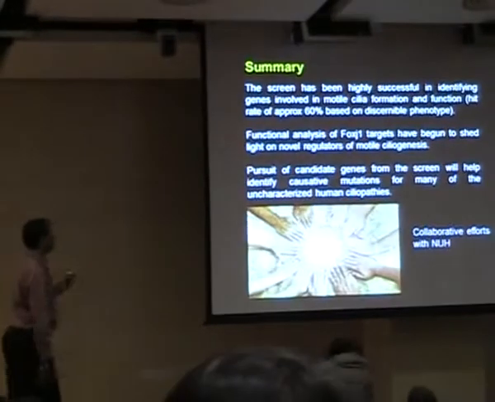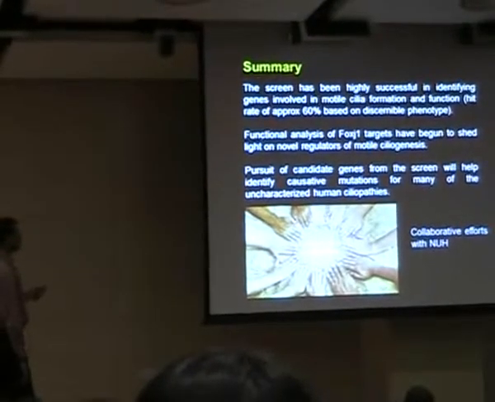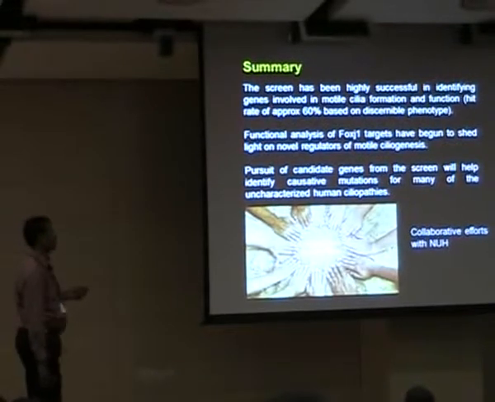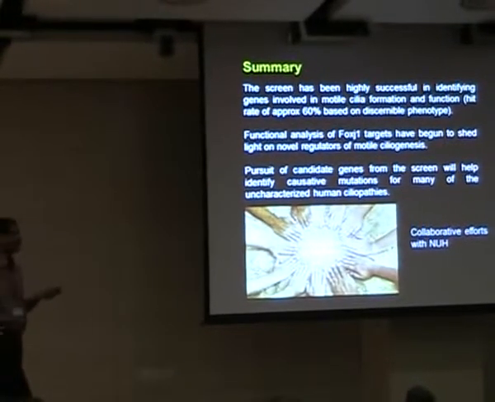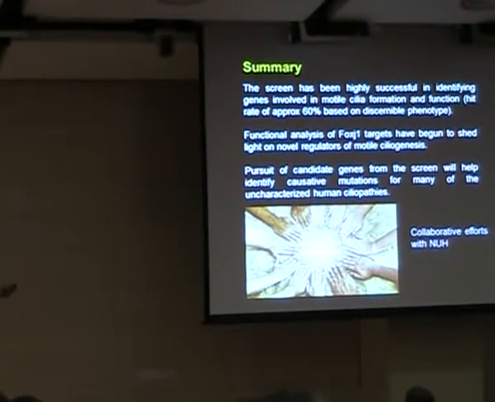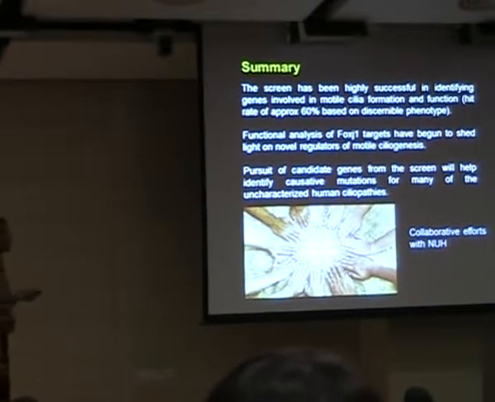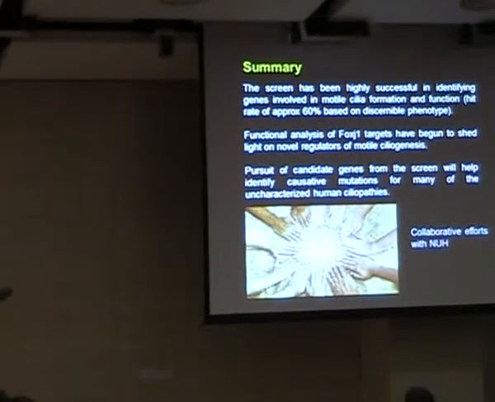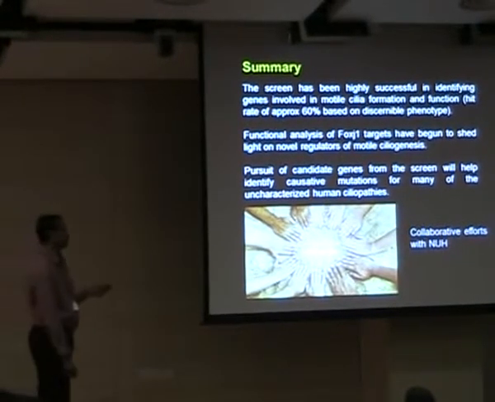Right. To sum up, our screen has been successful in identifying genes involved in motile cilia formation. Like I said, we've had a 60% hit rate, which is quite good for a screen. And we've started to characterize the function of some of these genes, which I didn't have the time today to tell you about. And of course, pursuit of candidate genes from the screen will help identify positive mutations for several uncharacterized ciliopathies. And in parallel, what we started out as an EM project with NUH, where now we are characterizing these ciliary defects at the electron microscopic level for patients who have ciliopathies.